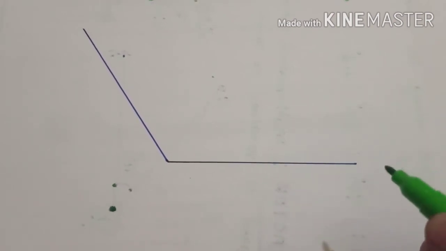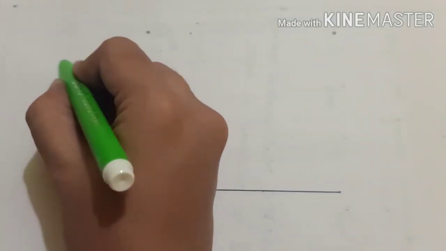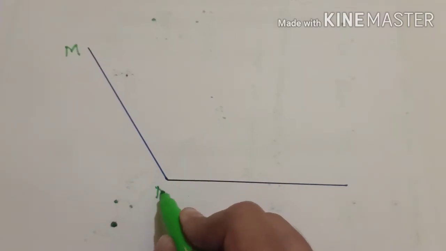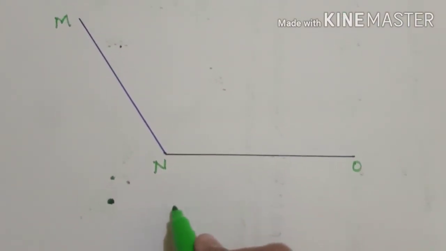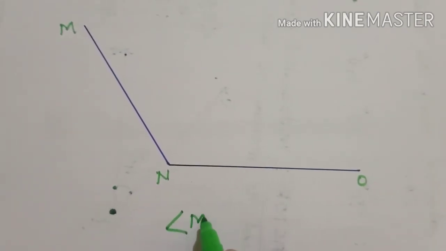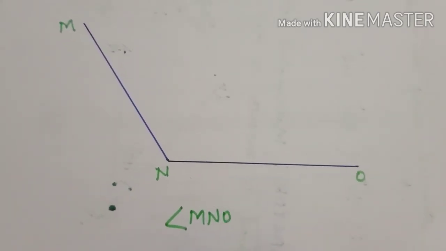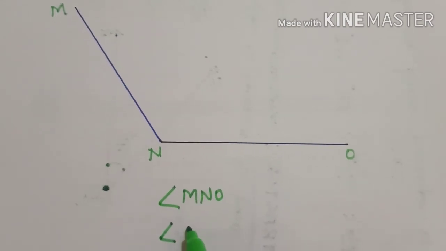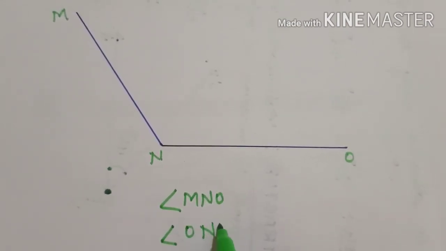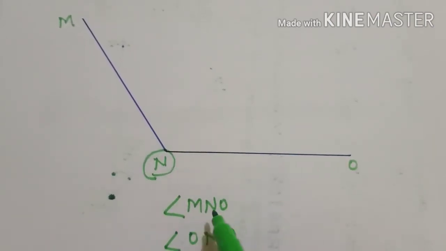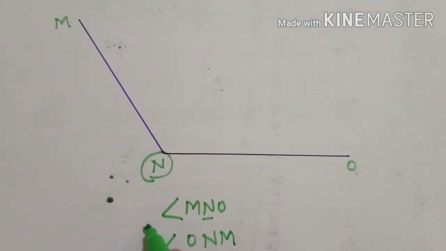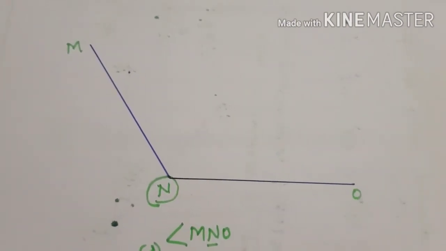So, dear children, here is one more example. Let me name this angle MNO. So the angle name is angle MNO, or we can also name it angle ONM. Remember, the N should be in the middle. Shall we measure this?